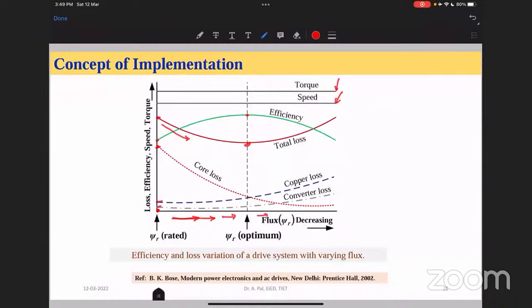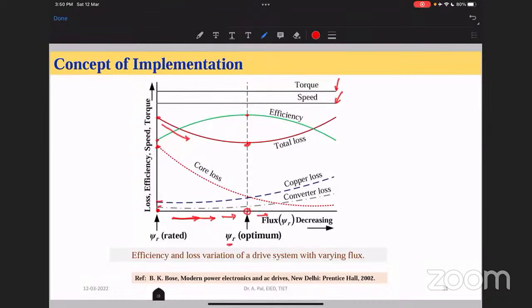So basically, to operate at highest or maximum efficiency, the drive must operate at an optimum value of flux. So in such a scenario, we need to determine this point, this flux point, so that the efficiency of the drive system would be maximum and losses would be minimum. So we need to identify that particular flux value for particular speed and torque conditions, so that we can improve the efficiency. That is the idea.